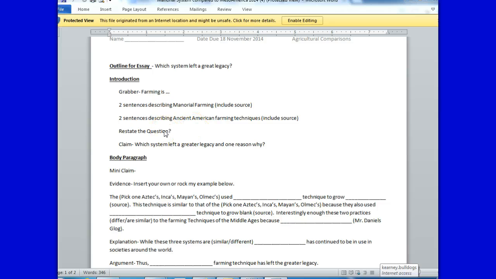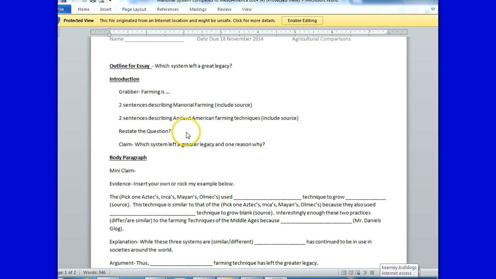Then you're going to restate the question. The question is, which system left a greater legacy? Then you're going to create a claim. Which one do you think left a greater legacy? Is it the manorial system, or is it the Mesoamerican system? Or, in this instance, it would be okay to ride the fence, but we'll talk about riding the fence next week. So if you have that opportunity to say both combined left the greatest legacy, then you could do that as well. Your mini claim is the reason why. Whatever you think is the best system, you tell me why. The mini claim is here.